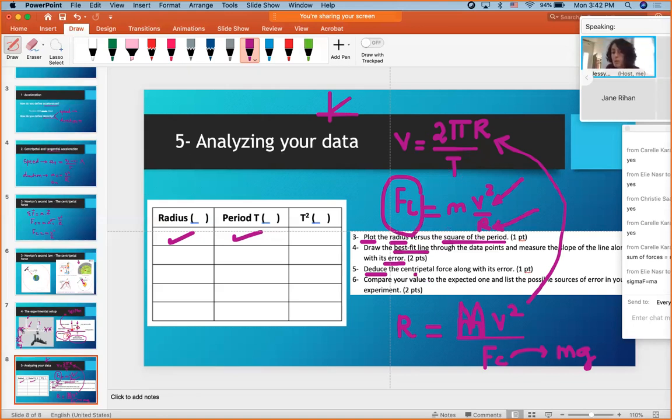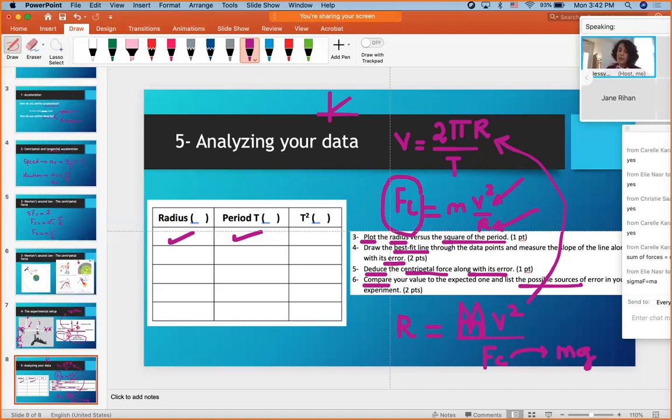And from your slope, deduce the centripetal force, and then find the error on it. Obviously, knowing the error on the slope, you can find the error on the centripetal force through propagation of error. And then they want you to compare. Compare means find the percentage difference. List the sources of errors. And that's it for the lab report.